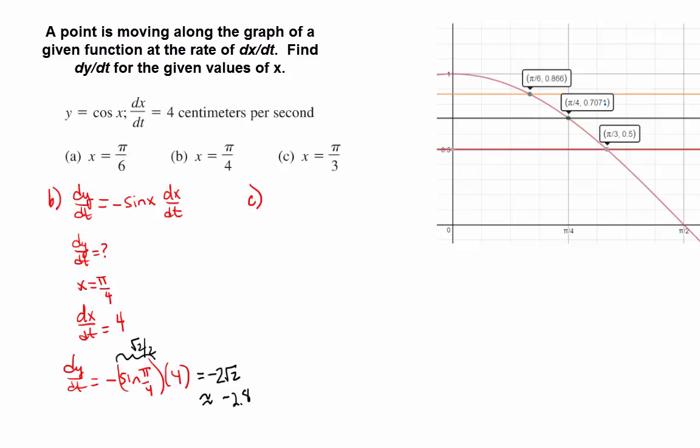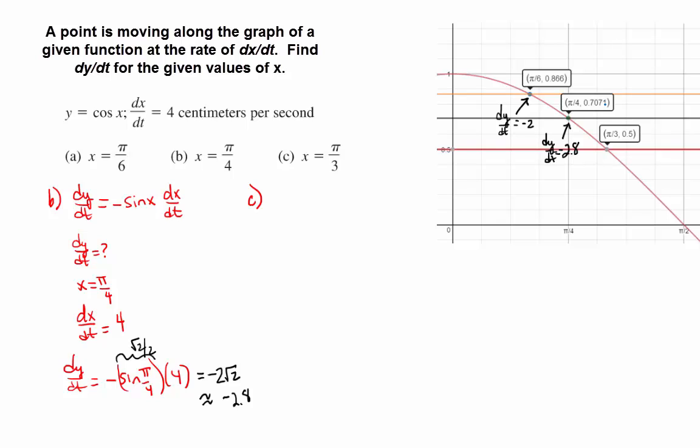So we found that at pi over 6, remember, dy dt turned out to be negative 2. And now we just found that at pi over 4, it turned out to be negative 2.8, which is what we expected, right? Because we're covering more distance here. We expected to see that the speed at which the y is changing would be increasing in the negative direction, speeding up. Okay, a bigger negative velocity.